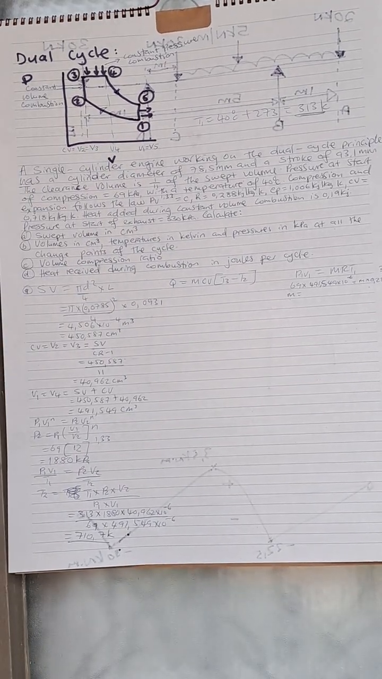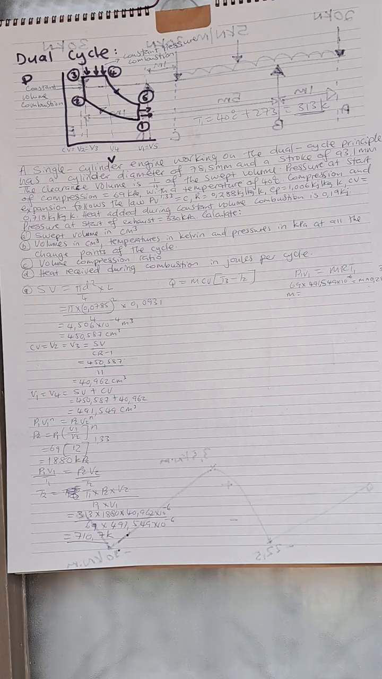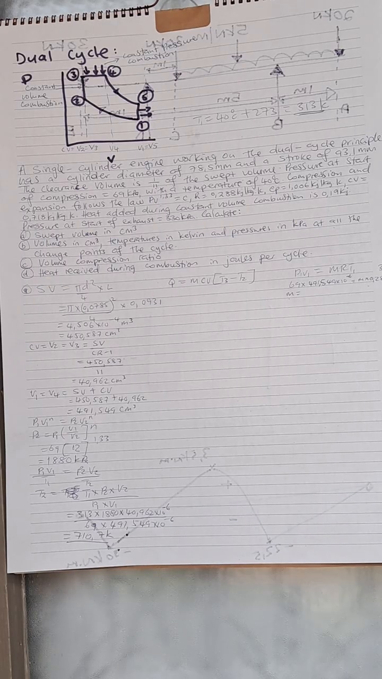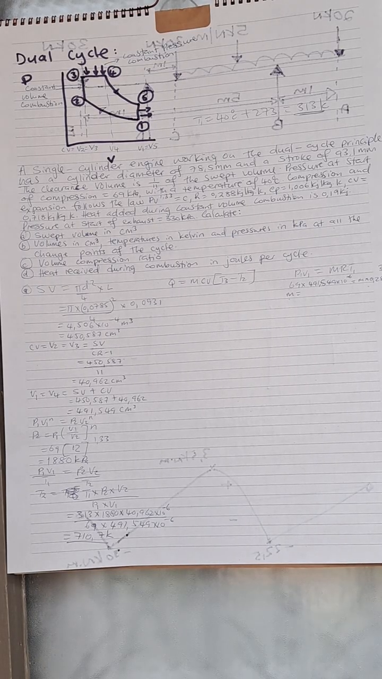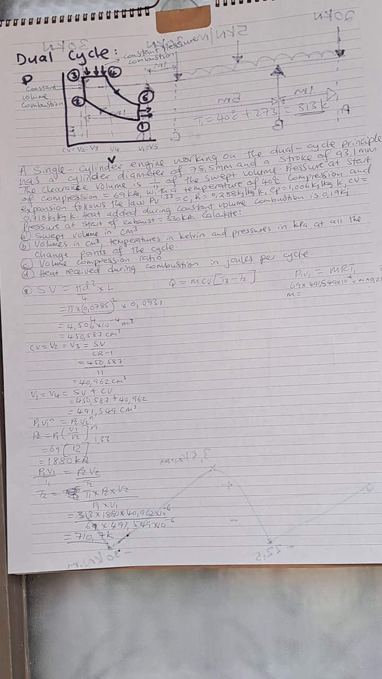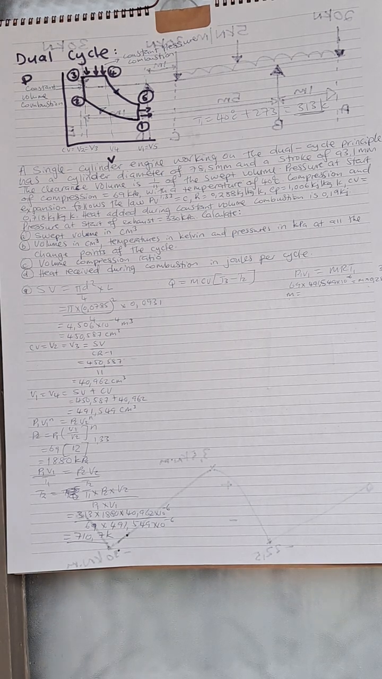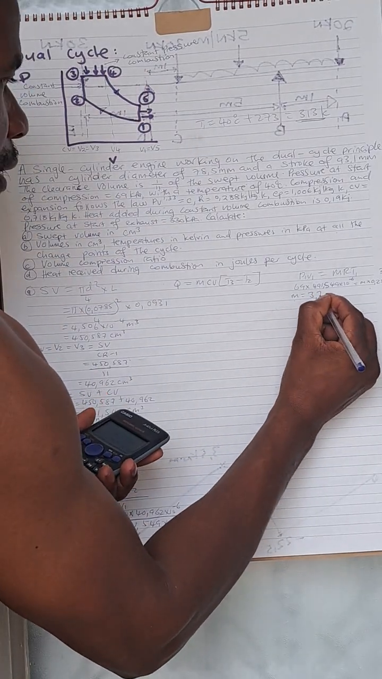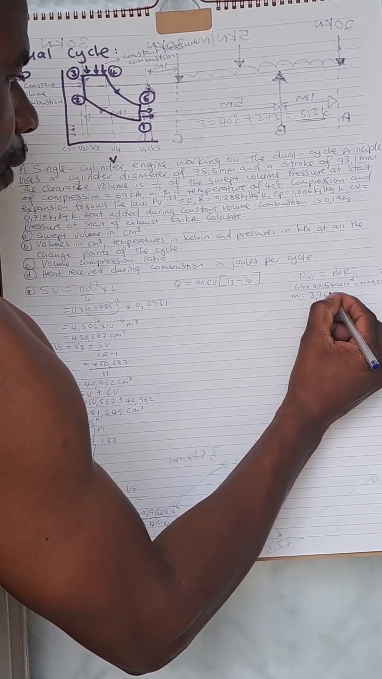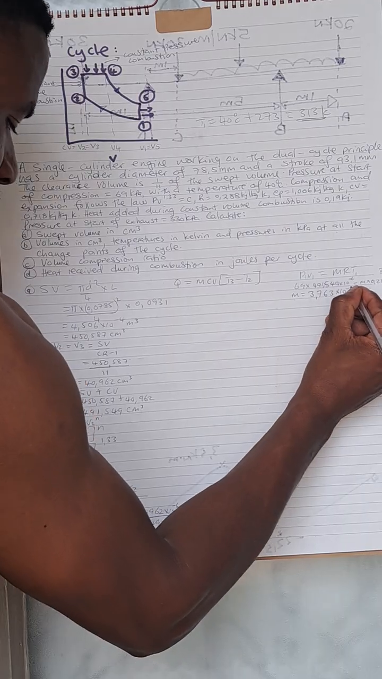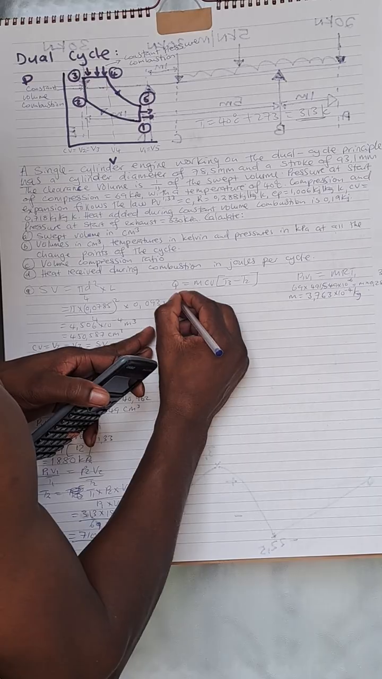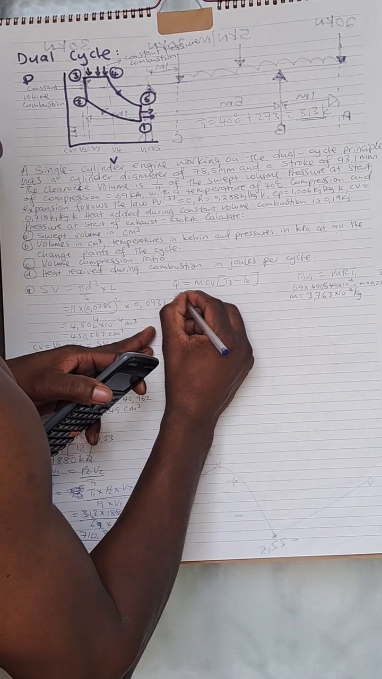So from there, let's get our mass. So 69 times 491.549 times 10 raised to the negative 6, divided by 0.288 times 313. I'm getting my mass as 3.763 times 10 raised to the negative 4 kg. So we have our mass, we can substitute.